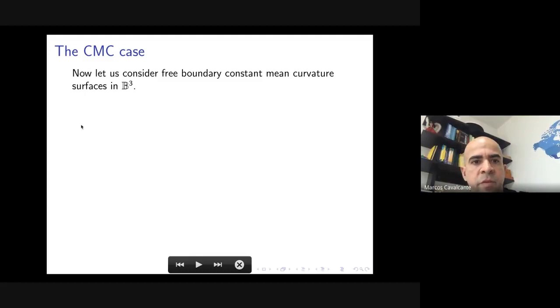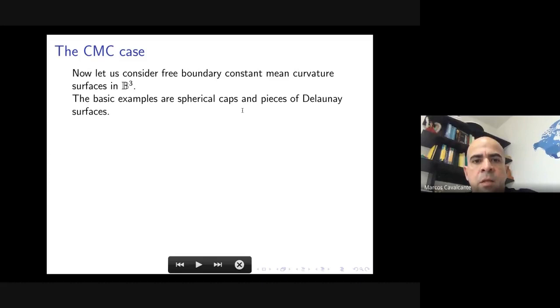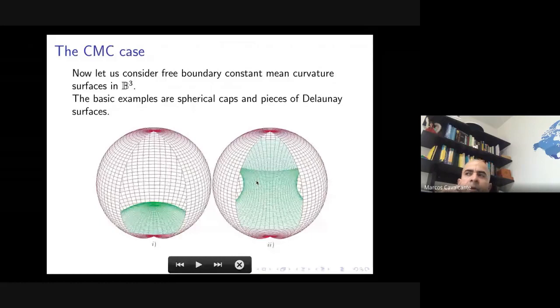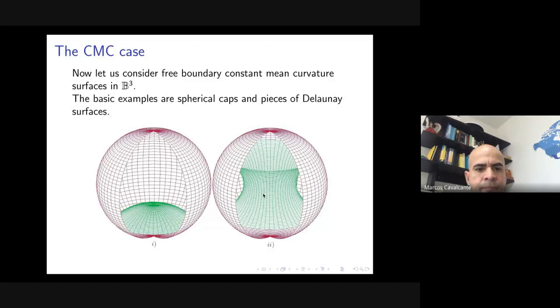And the base examples, again, are spherical caps and pieces of Delaunay surface. In this second picture here, what you can see is a small piece of unduloid, a Delaunay surface. And here you have a piece of a spherical cap.